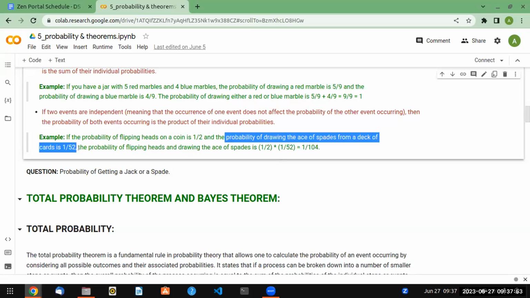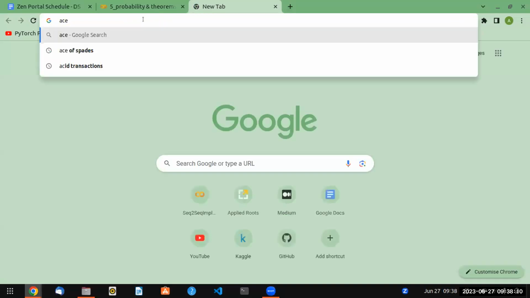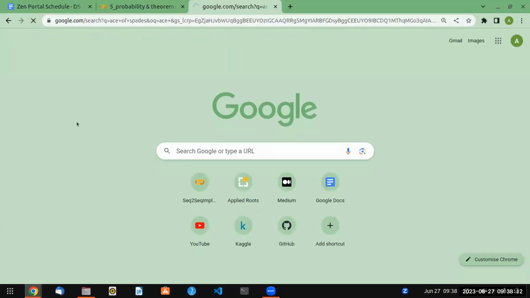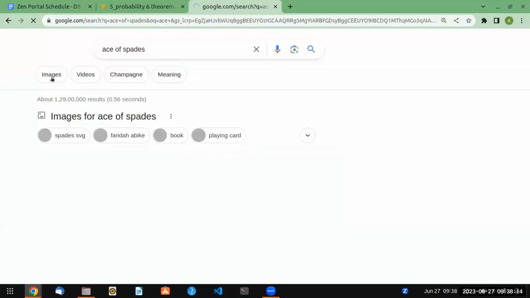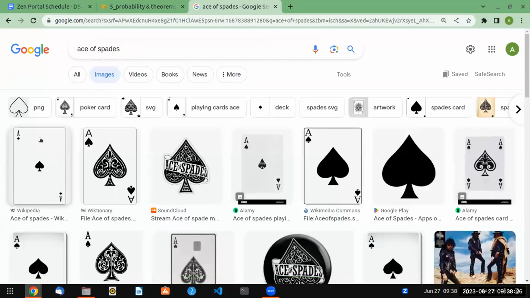Okay, probability of drawing an ace of spades from a deck of cards. Now this you need to tell me, because I know you don't play poker, but you have some understanding, right? Ace of spade. Can you tell me the color of ace of spade? Spade means black color, right? Let's quickly verify with an image search. Please bear with me, my system is very slow here. So guys, see, this is ace of spade.